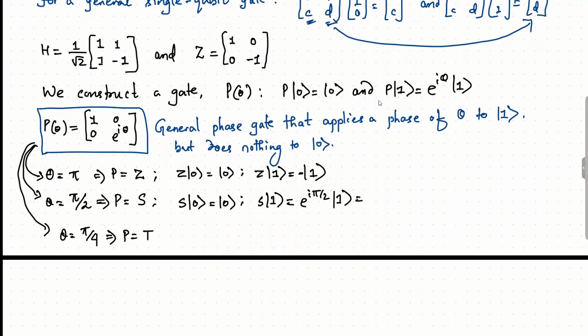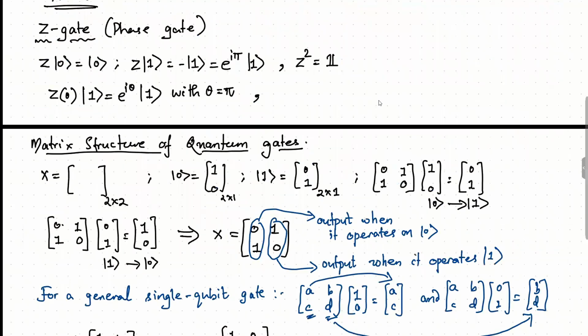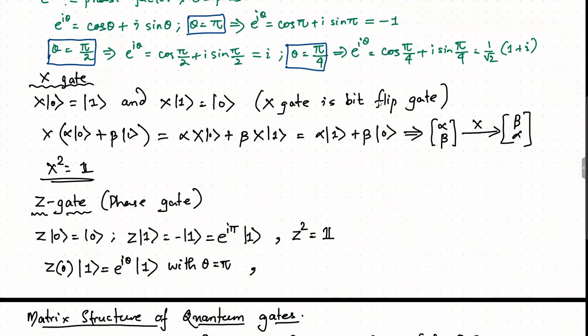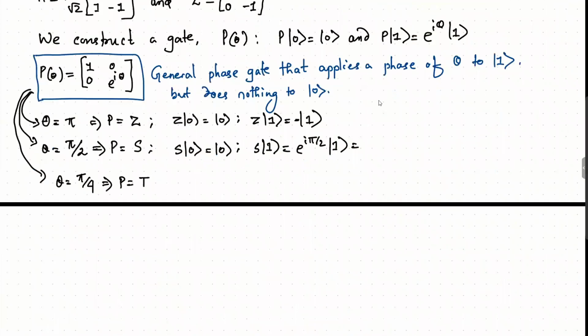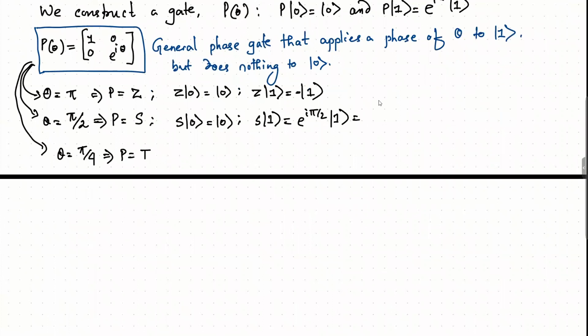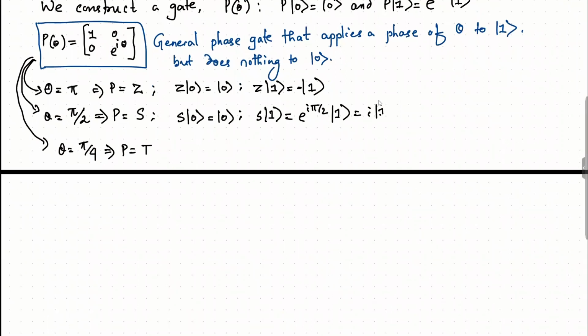Which is nothing but e to the power i pi by 2 was how much? We did it somewhere, right? Theta equals pi by 2, it gives i. So this becomes i times 1. And similarly, T applied to 0 should be 0, and T applied to 1 should be e to the power i pi by 4 times 1.